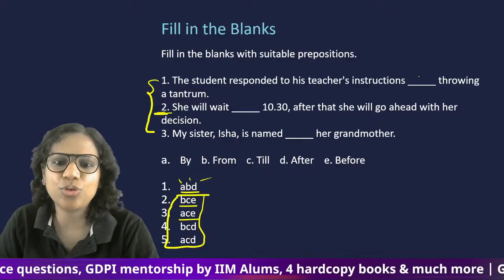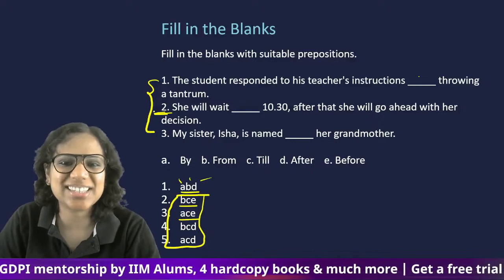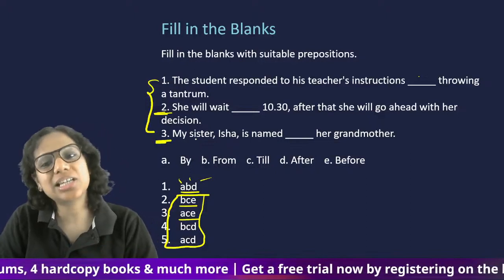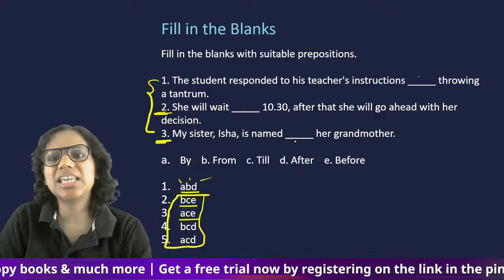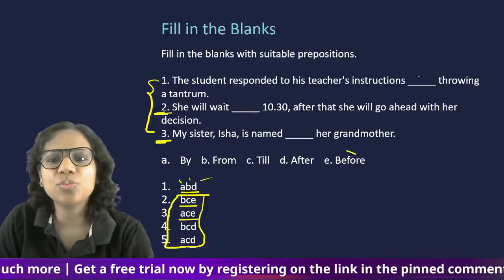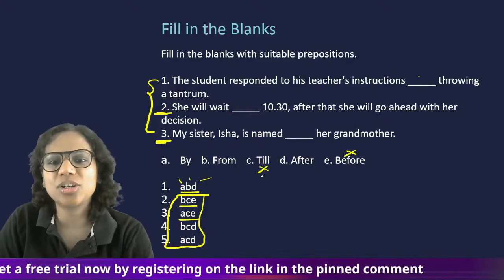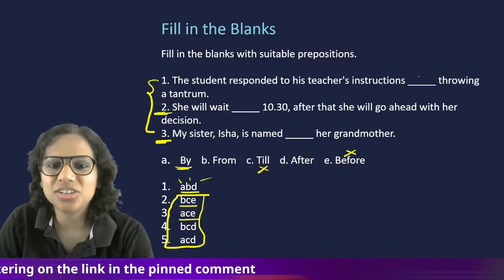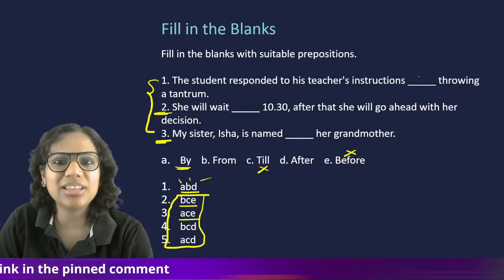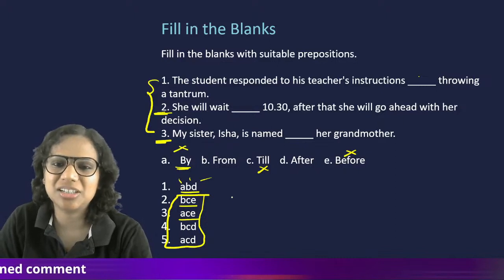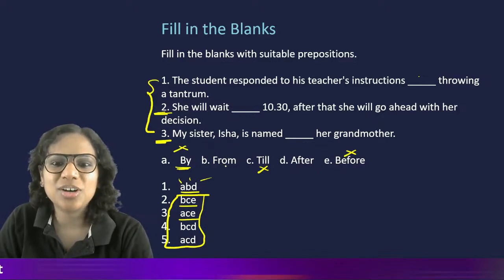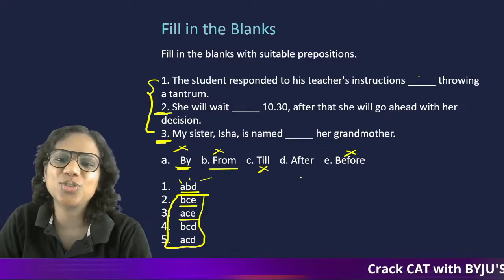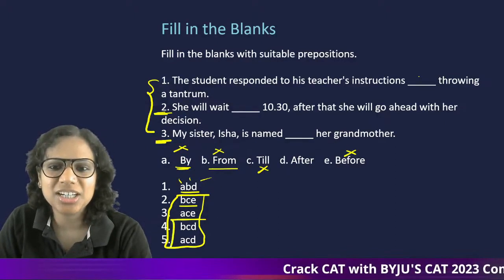In 2, 3, 4, 5, all of them have C as the option for the second sentence. Let's look at this one. This is again easy. My sister Isha is named dash her grandmother. So before cannot come here. Till has already come, right? Now, some of you must be thinking, oh, by can fit here. But if you see, by is not there in any of the options. So even this is eliminated. So what are we left with? From her grandmother, after her grandmother. Again, from is not there in any of the options. So we are left with after only.